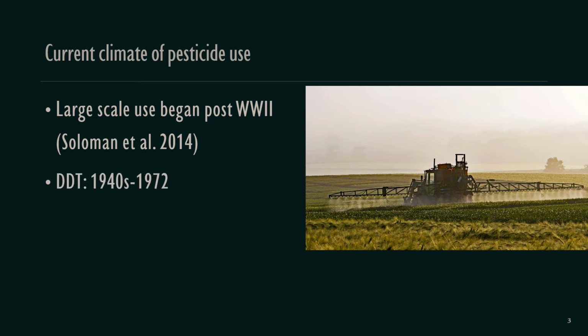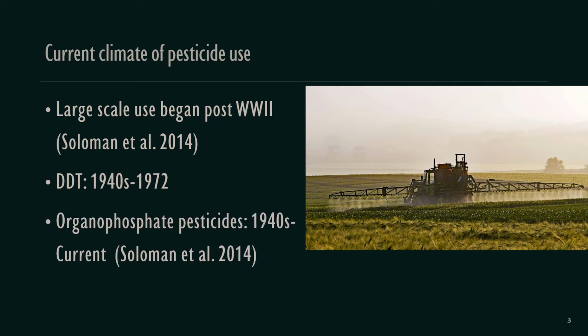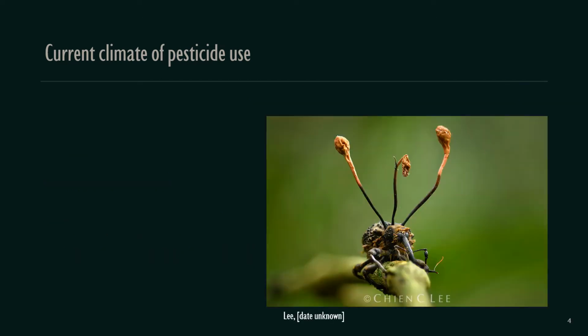DDT was banned in most of the world in 1972 due to the negative effects on the environment and human health. To date, organophosphate pesticides are the most used type of insecticide and herbicide. They are used in agriculture, on golf courses, for wood processing, and even in the flea and tick collars for pets. As time has progressed since the start of large-scale pesticide use, many negative effects have been observed.